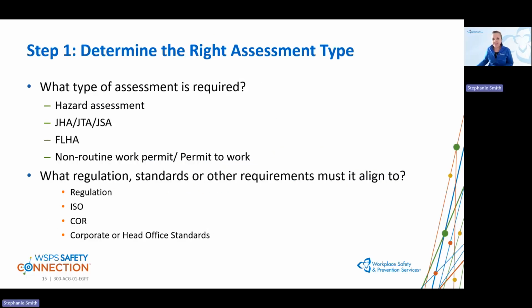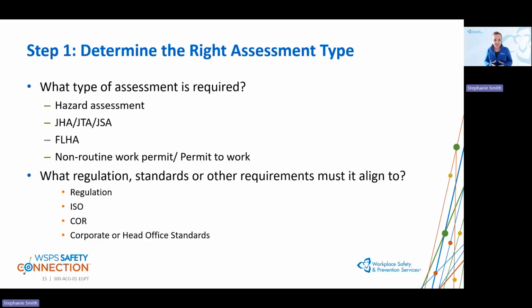So the first step is what type of risk assessment is required. You're going to hear people, especially safety people, say hazard assessments, risk assessments. You'll hear us talk, and I know we love acronyms in health and safety, you'll hear us say JHA, JTA, JSA. So that's job hazard analysis, job task analysis, job safety analysis. You might have heard the term field level hazard assessment, that's FLHA. You might have heard non-routine work permits or permit to work programs that have risk assessments inside of them. So in safety, we love a risk assessment, and there's various forms. So if you're starting out, how do you know which one to use?